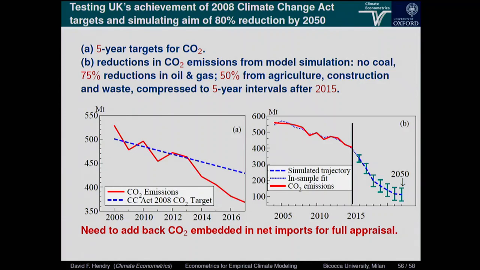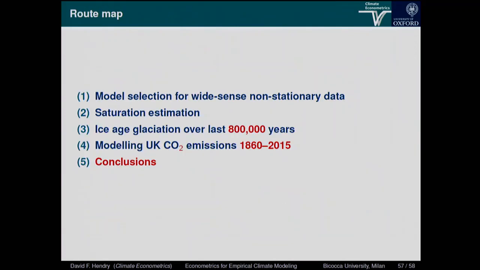How you get 100%, I frankly have got no idea, particularly if you want to add back in the embedded CO2 in the UK's imports minus the embedded CO2 in its exports. It's going to mean zero on everything. And I don't know how you get zero in construction, waste, and agriculture, never mind transport and manufacturing.